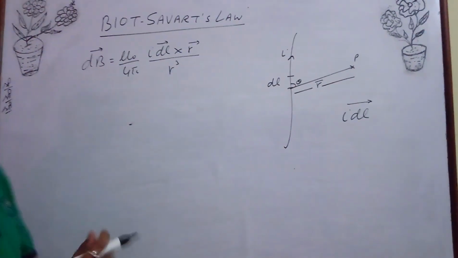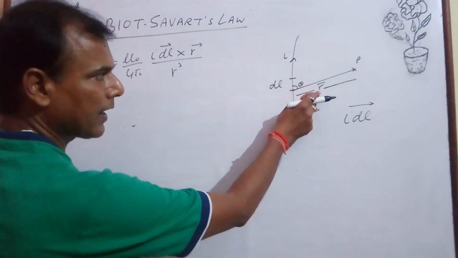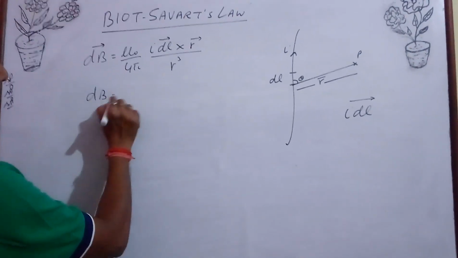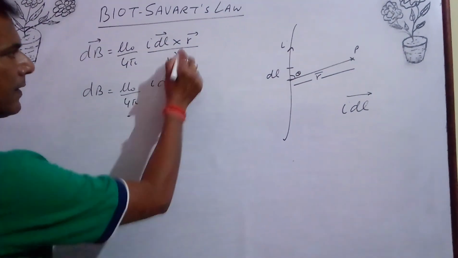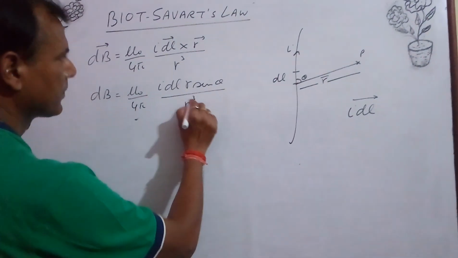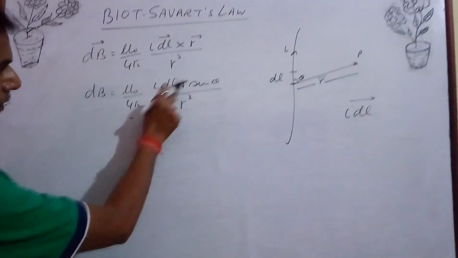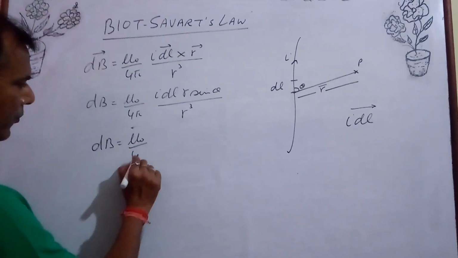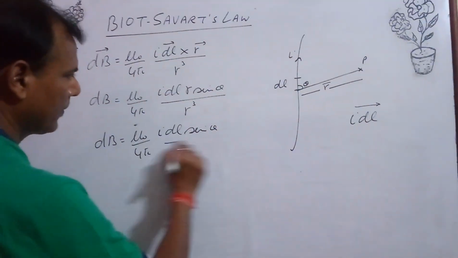Now what is A cross B? It is AB sin theta. This is the direction of I dl and this is r. If the angle between them is theta, this becomes dB equal to mu naught upon 4 pi, I dl r sin theta upon r cube. When r cancels, this becomes dB equal to mu naught upon 4 pi, I dl sin theta upon r square.